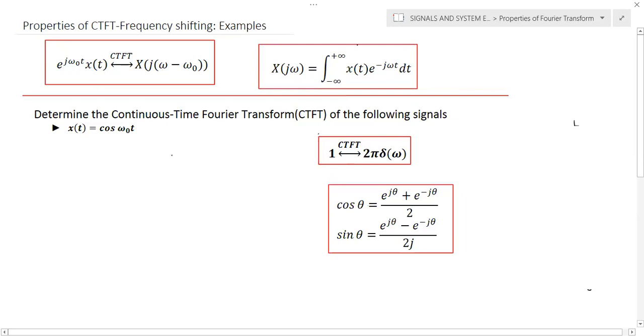Now we can see another question, cos omega 0 t. To solve this problem, again, we can use the frequency shifting concept, because we need to find the Fourier transform of cos omega 0 t. We know that by using Euler's formula, cos theta is e raised to j theta plus e raised to minus j theta, divided by 2. So here also we can apply this concept. We can write it as e raised to j omega 0 t plus e raised to minus j omega 0 t, divided by 2.